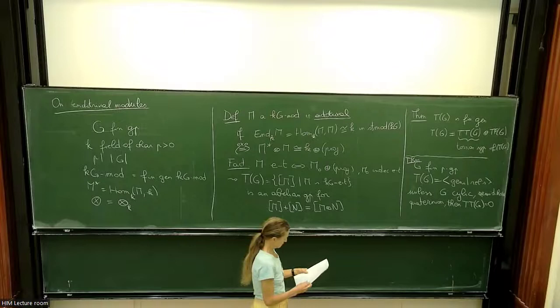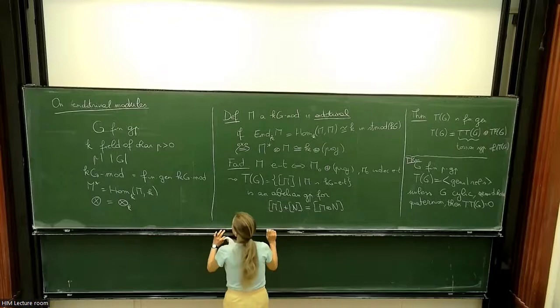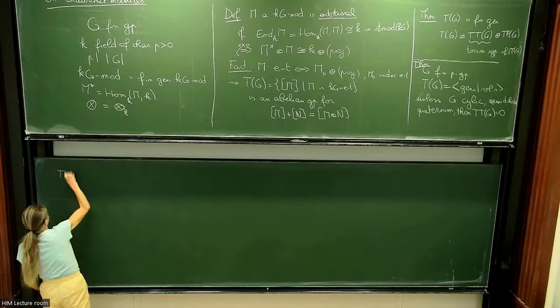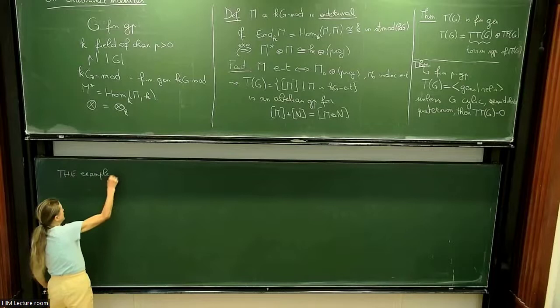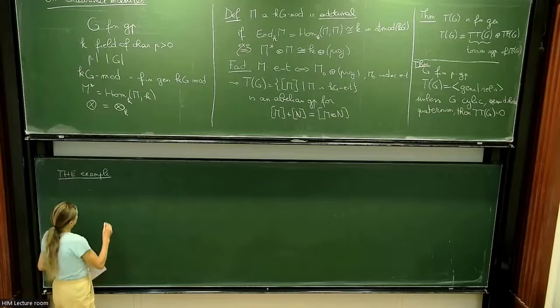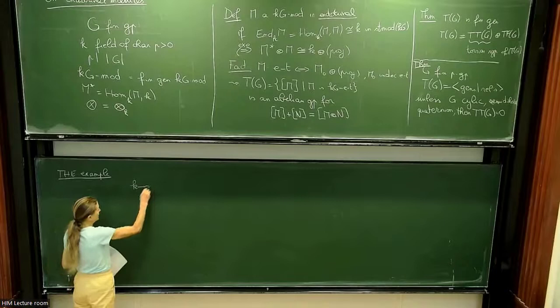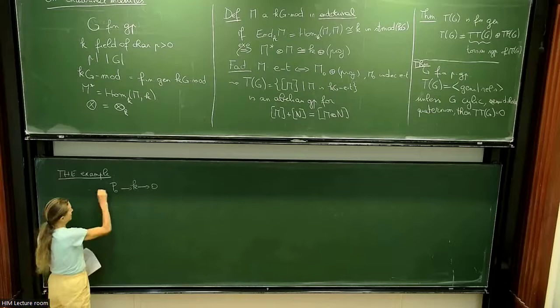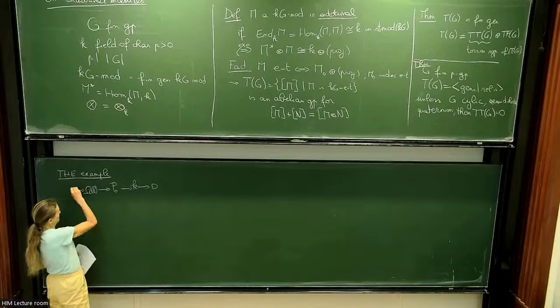So the main example that you need to remember, because quite often that's the only one that matters, is the following. You start with the trivial module, and you take a projective presentation of it, take your minimal one. So I'll just denote it as P naught, and take the kernel of that, often called Omega(kG). Then this guy is endotrivial.